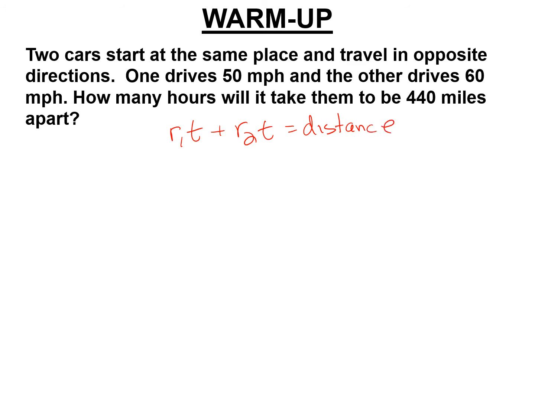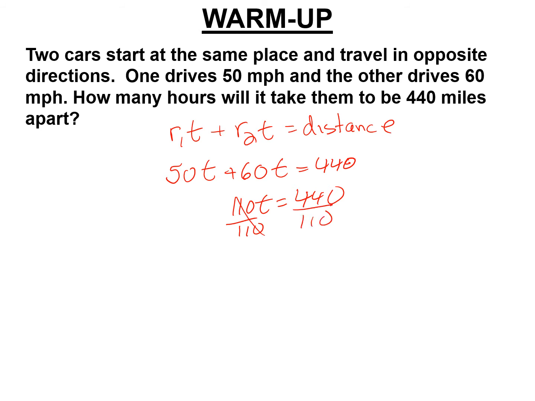So one is going 50 miles per hour. So in 1 hour, it'll go 50. If t is 2, it will go 100. 3, it'll go 150. The other one is going 60 miles per hour, and they're driving at exactly the same time. And we have a total distance of 440 miles. Combine like terms, that's where we learn this. Divide both sides by 110. We can cross out the 0. And in 4 hours, the two cars will be 440 miles apart.